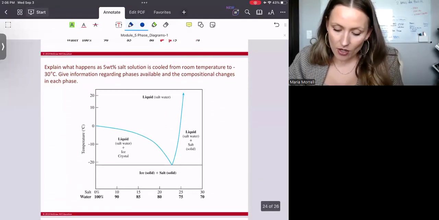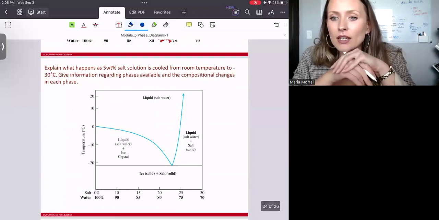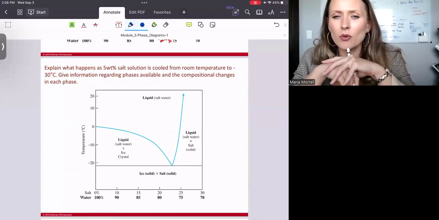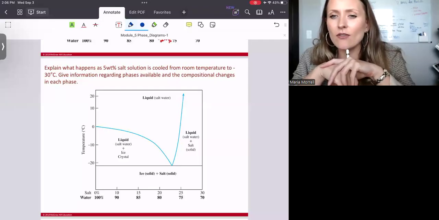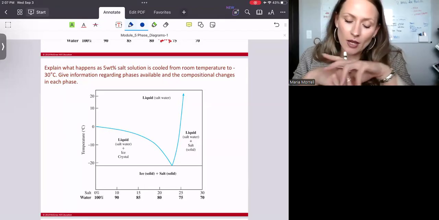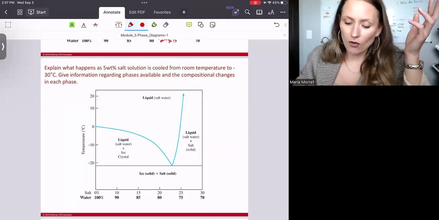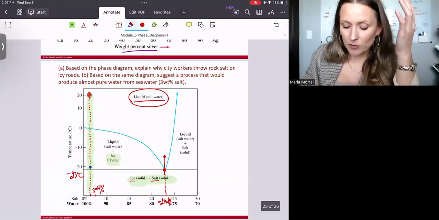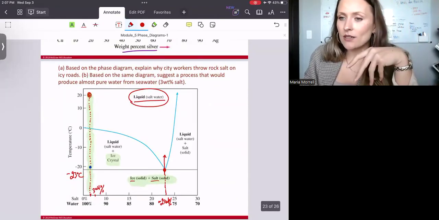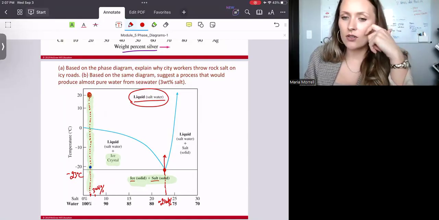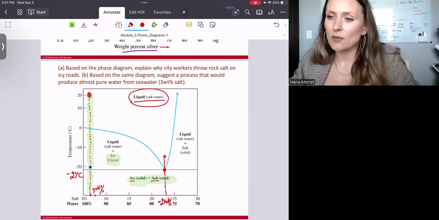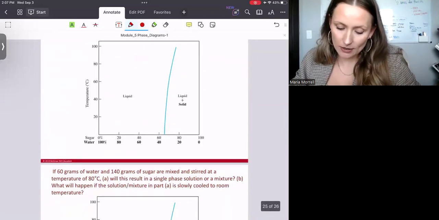Okay. Now, one more question. Explain what happens as a 5 weight percent salt solution is cooled from room temperature to negative 30 degrees C. Give information regarding phases available. Well, I feel like I've already covered it, because I've done an identical exercise. I've gone all the way from room temperature to below negative 23, and I've just done it for 3 weight percent. So perhaps we can just skip this question because I already addressed it.